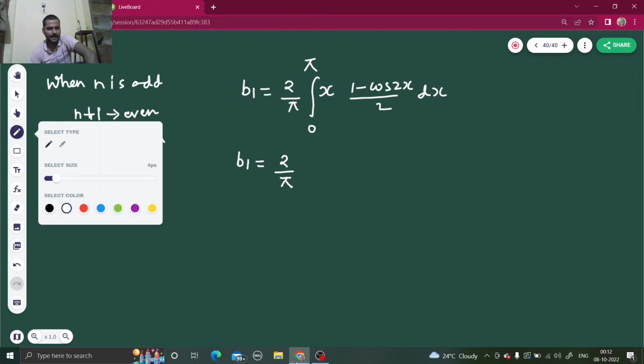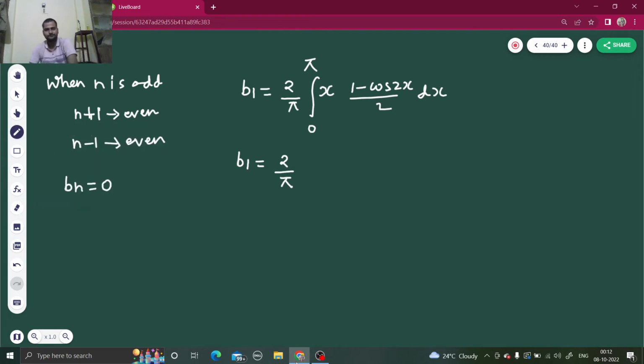So this is a better format to integrate. So 2 by pi, if I take 2 out, so 2 and 2 get cancelled, I get 1 by pi integral 0 to pi x times 1 minus cos 2x.